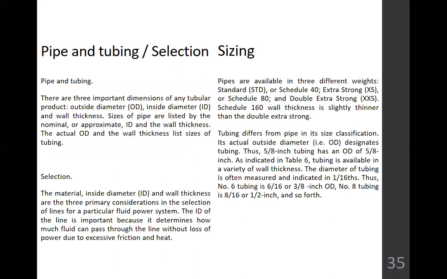So yung pipe and tubing, selection and sizing. So for pipe and tubing, there are three important dimensions of any tubular product.